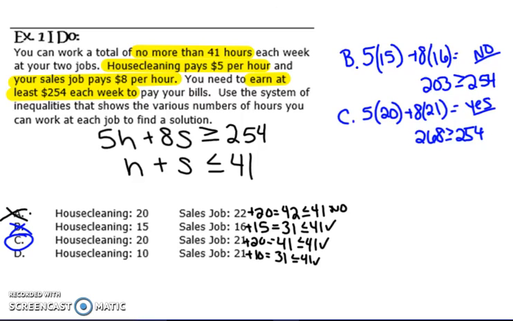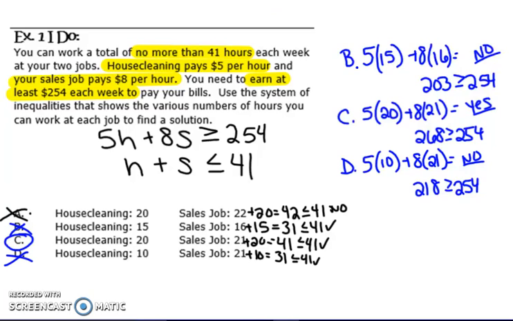Now, the big thing with inequalities, as we've talked about before, there can be more than one answer, so we need to make sure we check all our points. So let's check D. I'm going to do 5 times my house cleaning, which is 10, plus 8 times my sales, which is 21, which gives us a total of 218. And since 218 is not greater than 254, no, it does not work. So the only answer for example 1 is letter D.